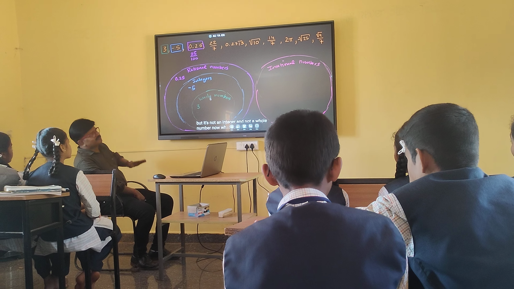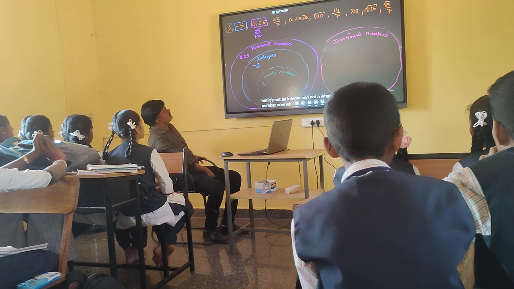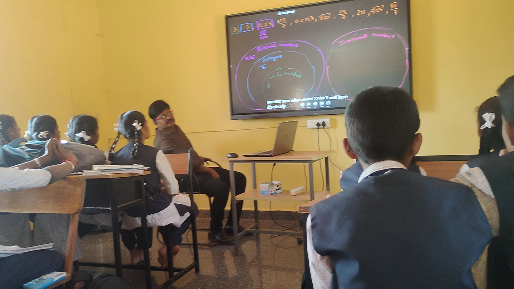Now what about 22 by 7? Well, here it's clearly represented already as a fraction of 2 integers, but I don't think I can represent this any other way except as a fraction of 2 integers. I can't somehow make this without using a fraction or some type of decimal that might repeat. So this right over here would be a rational number, but it's not an integer, not a whole number.